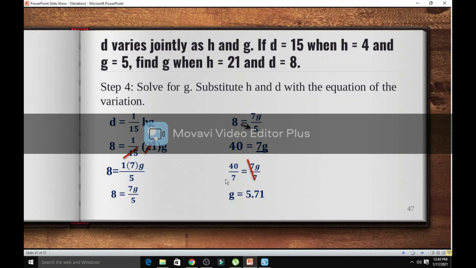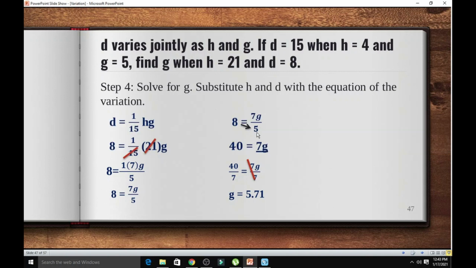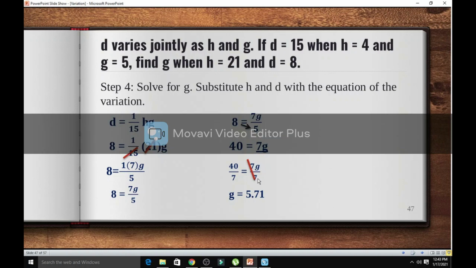So, what are we going to do next? We need to multiply 8 and 5. So, 8 multiplied by 5, the answer is 40 is equal to 7G. So, to be able to solve for the value of G, we need to divide both sides of the equation by 7. So, 7G divided by 7 and 40 divided by 7.